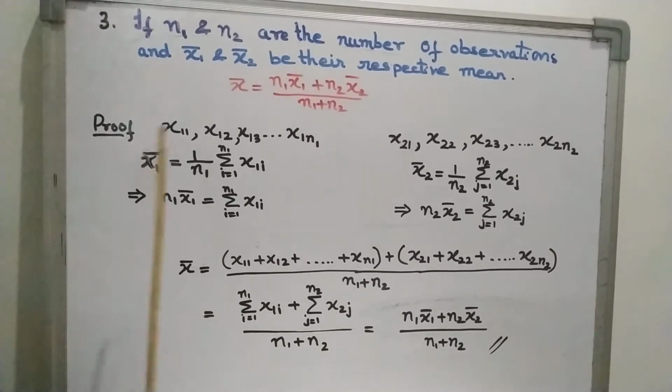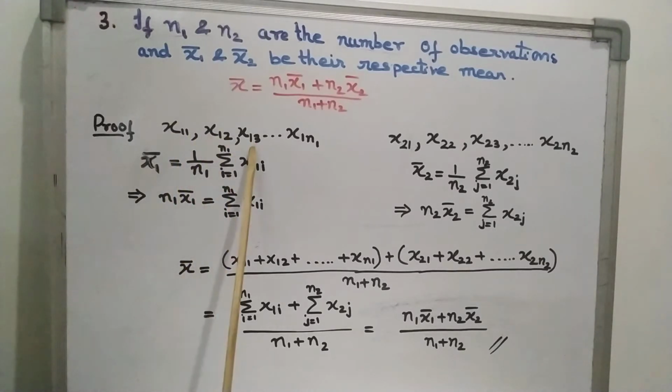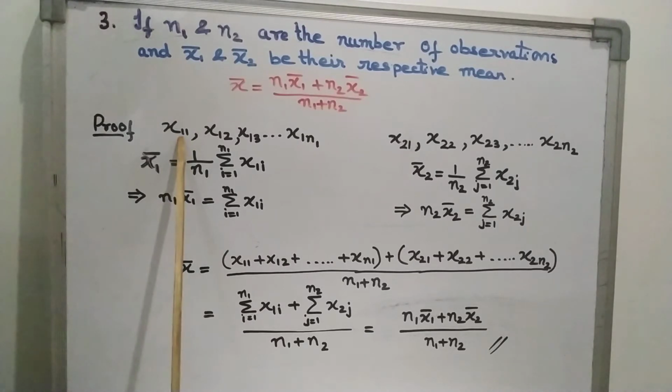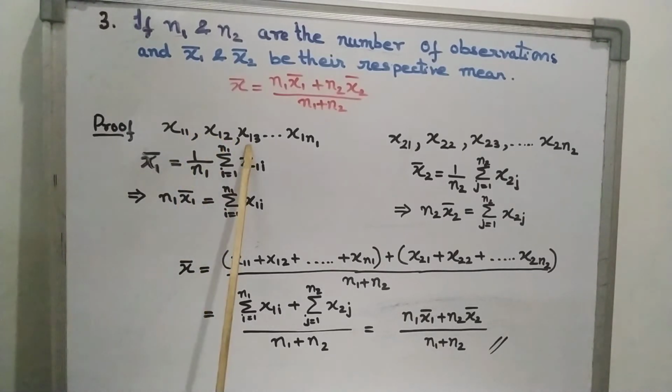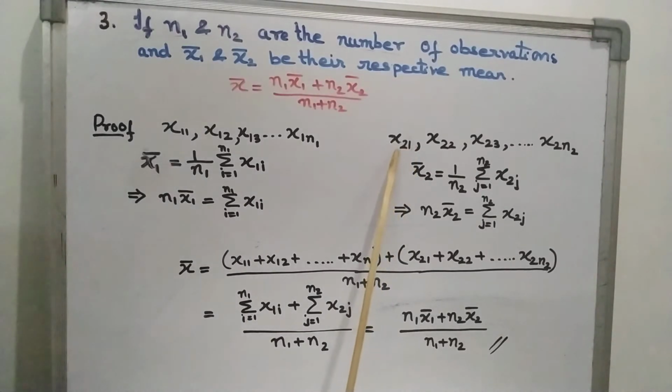So the proof is, let us suppose the first series is this and the second series is this. The first series is denoted by x11, x12, x13 up to x1n1, because n1 observations are there in the first series. The first suffix denotes the first series, so that means first series first element, first series second element, first series third element, and the last one is the first series last element. Clear?